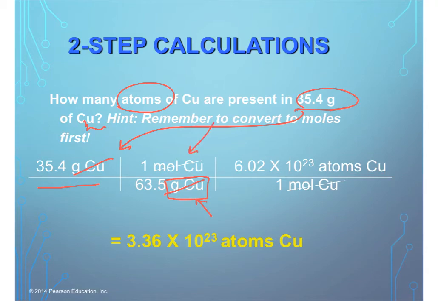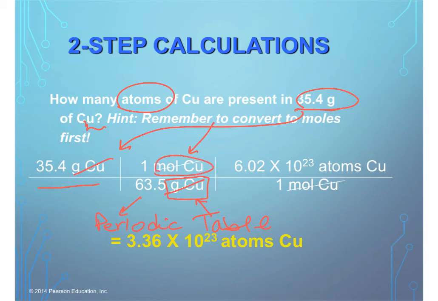Everything has to go through moles. Again, if the word mole doesn't show up in the question, that's the first step you're going to do in your calculation. Look on the periodic table. 63.5 is the molar mass of copper. Okay? And moles, again, goes on the top.